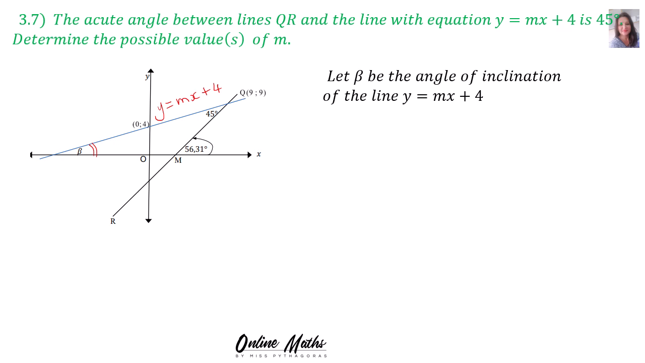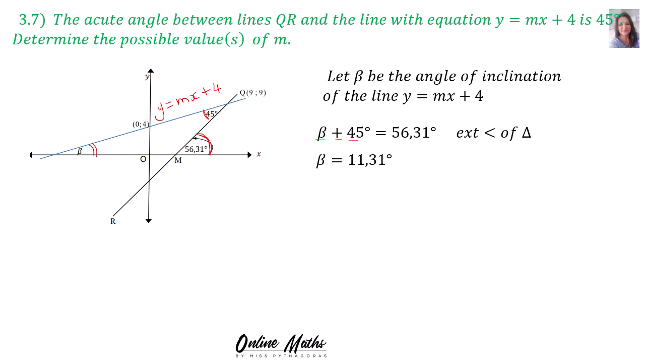Then, can you see here at M, this angle that we calculated earlier, 56,31 degrees, is an exterior angle. So we can say that angle beta plus this 45 degrees is equal to 56,31, and the reason is the exterior angle of a triangle. Remember, the theorem says the exterior angle of a triangle is equal to the sum of the opposite interior angles. There they are, beta plus 45. So we can solve beta. Beta is then 11,31 degrees.